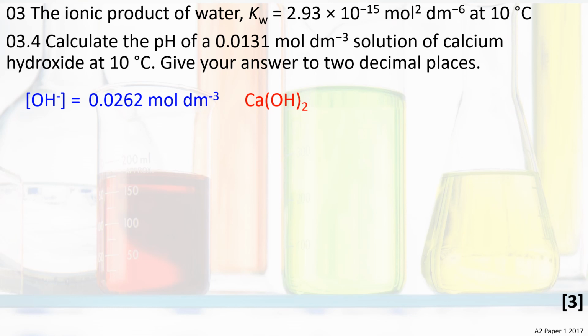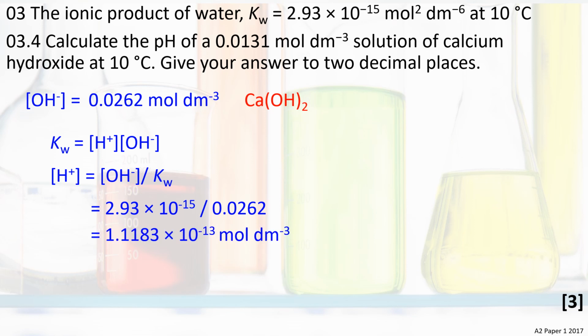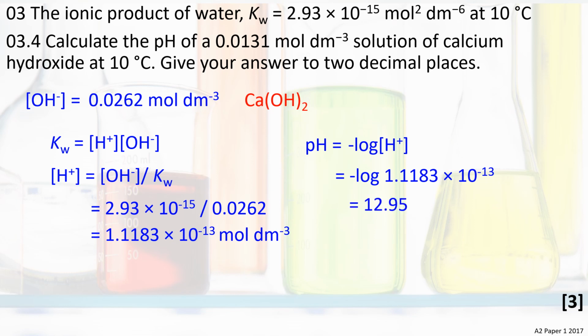Next, we take the Kw expression and rearrange to make H plus ion concentration the subject. Finally, we use the expression pH is equal to minus log to the base 10 of hydrogen ion concentration to work out the pH. Don't forget to give your answer to 2 decimal places as stated in the question.